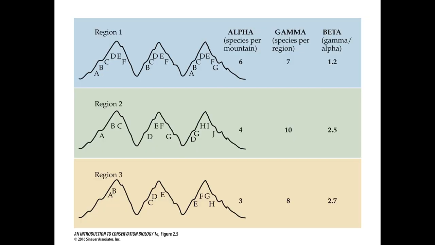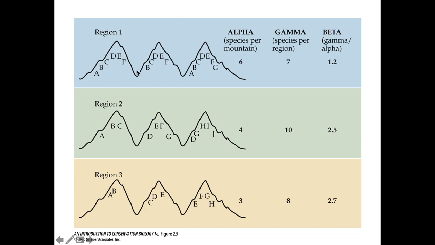This is mountains, so we have species on mountains. These might be little wildflowers that each live on top of the mountains. And so here in region 1, we see that alpha diversity is 6. So each mountain has 6 species on it. The gamma diversity is 7. So there's a total of 7 species of wildflowers across all 3 of the mountains.